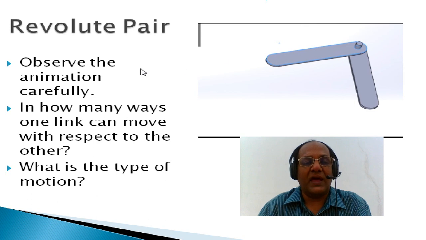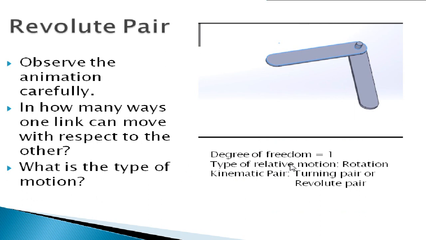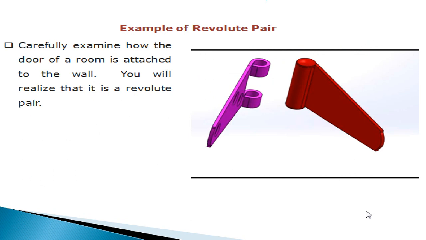So we call this pair a revolute pair because the link can only revolve about an axis. Because there is only one way in which the relative motion can occur, we say the degree of freedom is 1. And the type of motion is rotation. This link can only rotate about an axis which is the axis of this pin. Thus this pair is called a turning pair or revolute pair, and it has a degree of freedom of 1. Let us see an example in real life where this revolute pair is used.